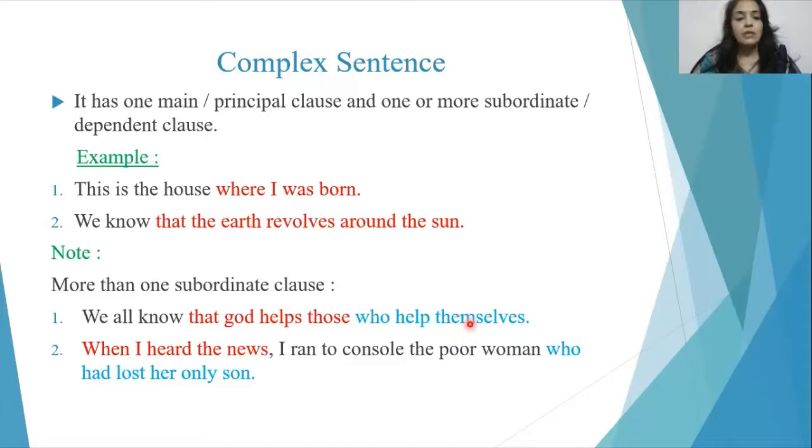So two dependent clauses and one principal clause is equal to a complex sentence. It means one principal clause and one or two subordinate, or you can say dependent, clauses, so that is a complex sentence. When I heard the news, I ran to console the poor woman who had lost her only son.